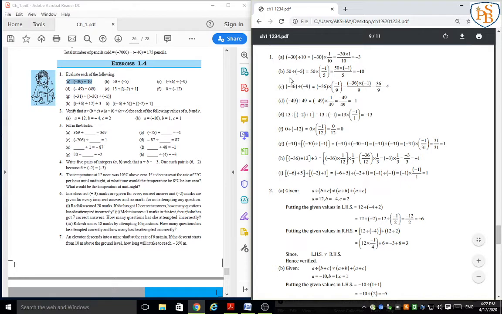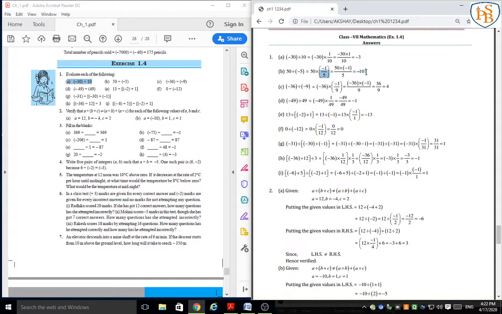Second, 50 divided by negative 5. That means 5 tens are 50. And 50 and 5 carry opposite signs, so the answer will carry a negative sign. So our answer is negative 10.